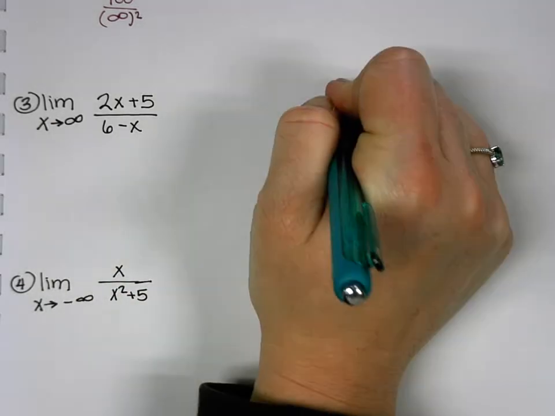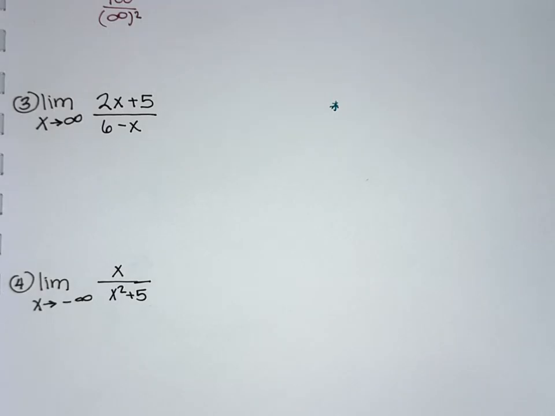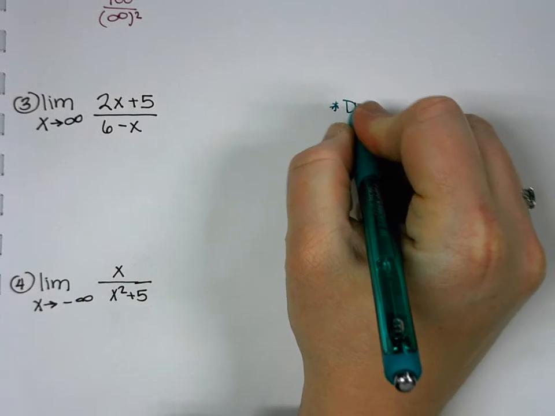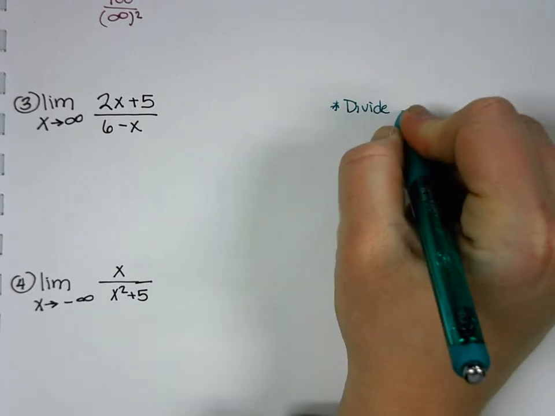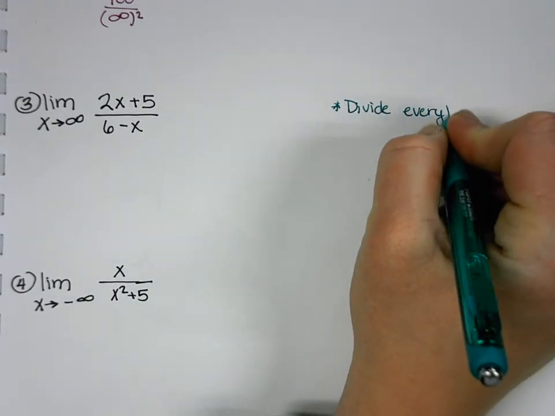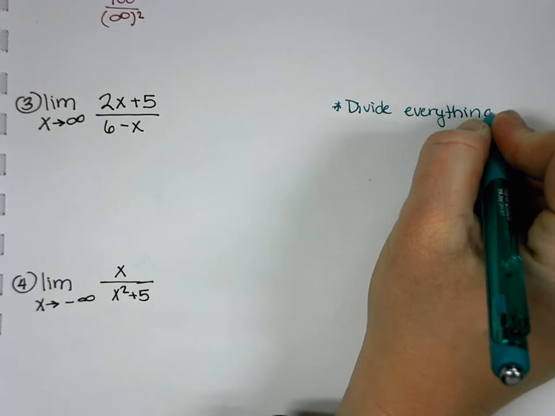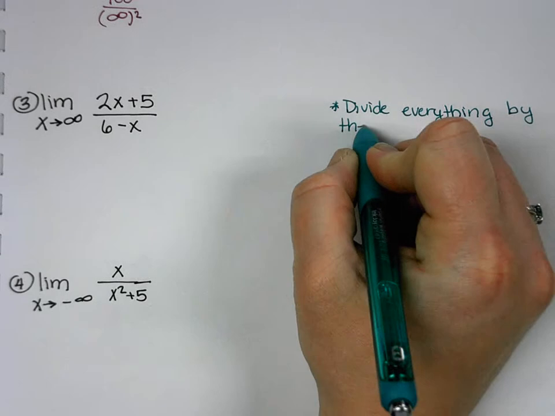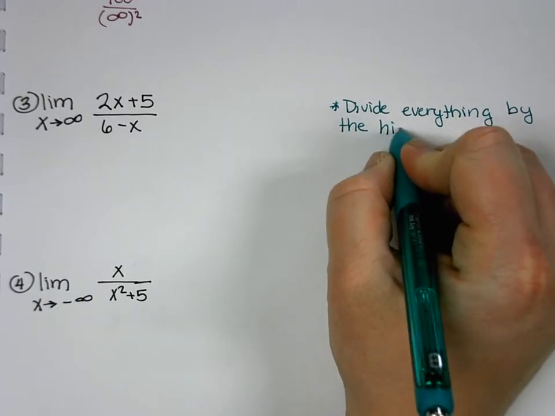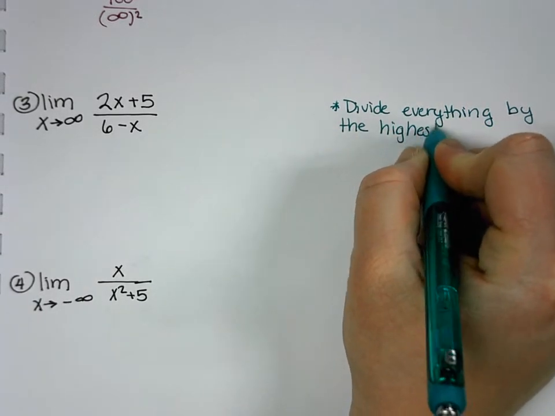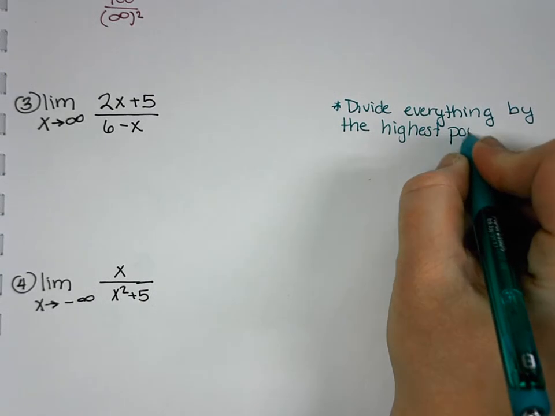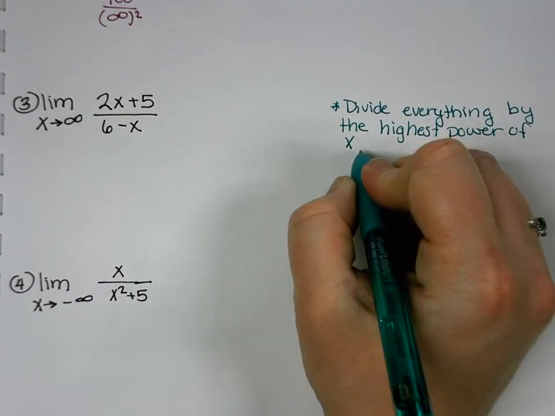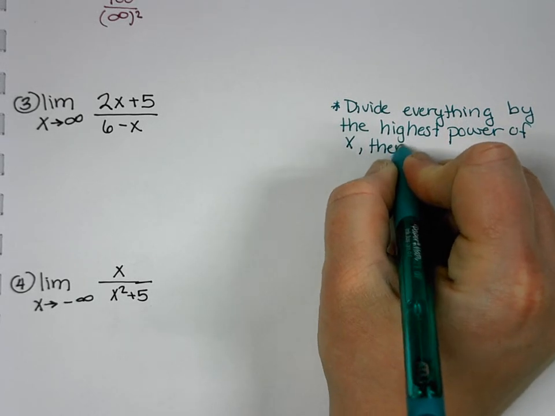So one of our methods here to help us be able to use that first rule is to divide everything by the highest power of x, then do the limit.